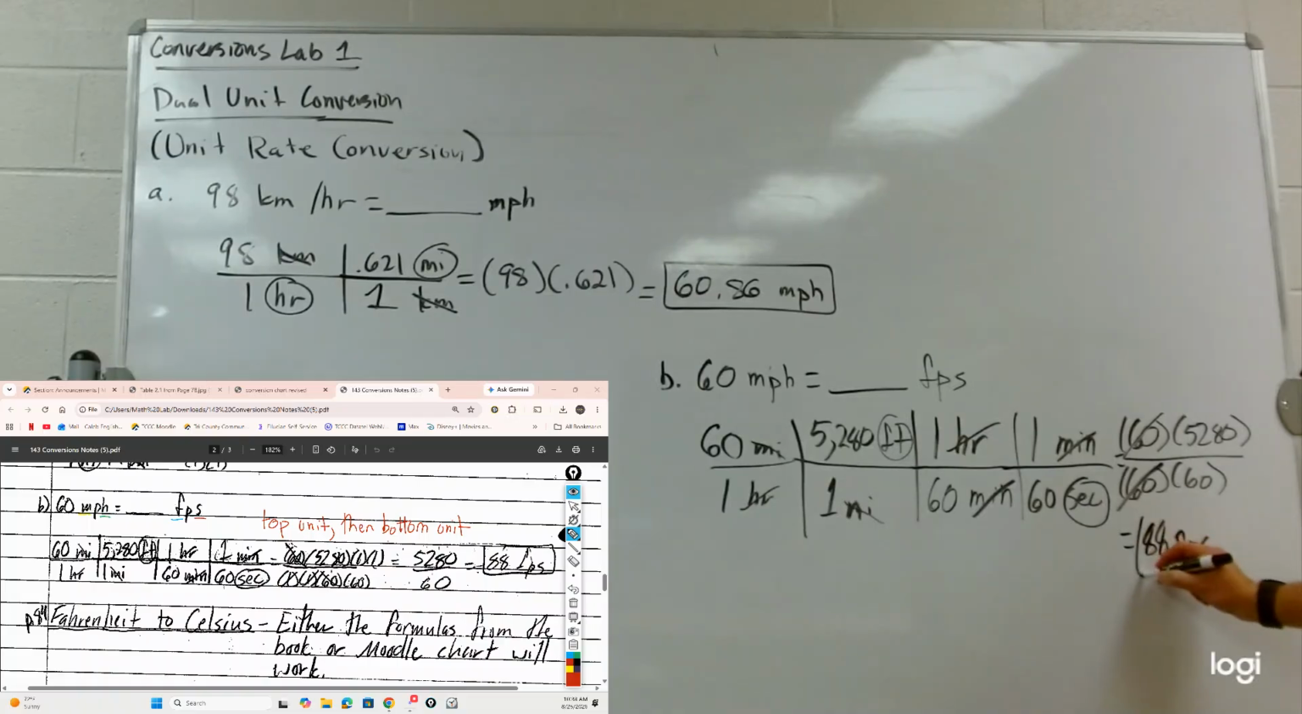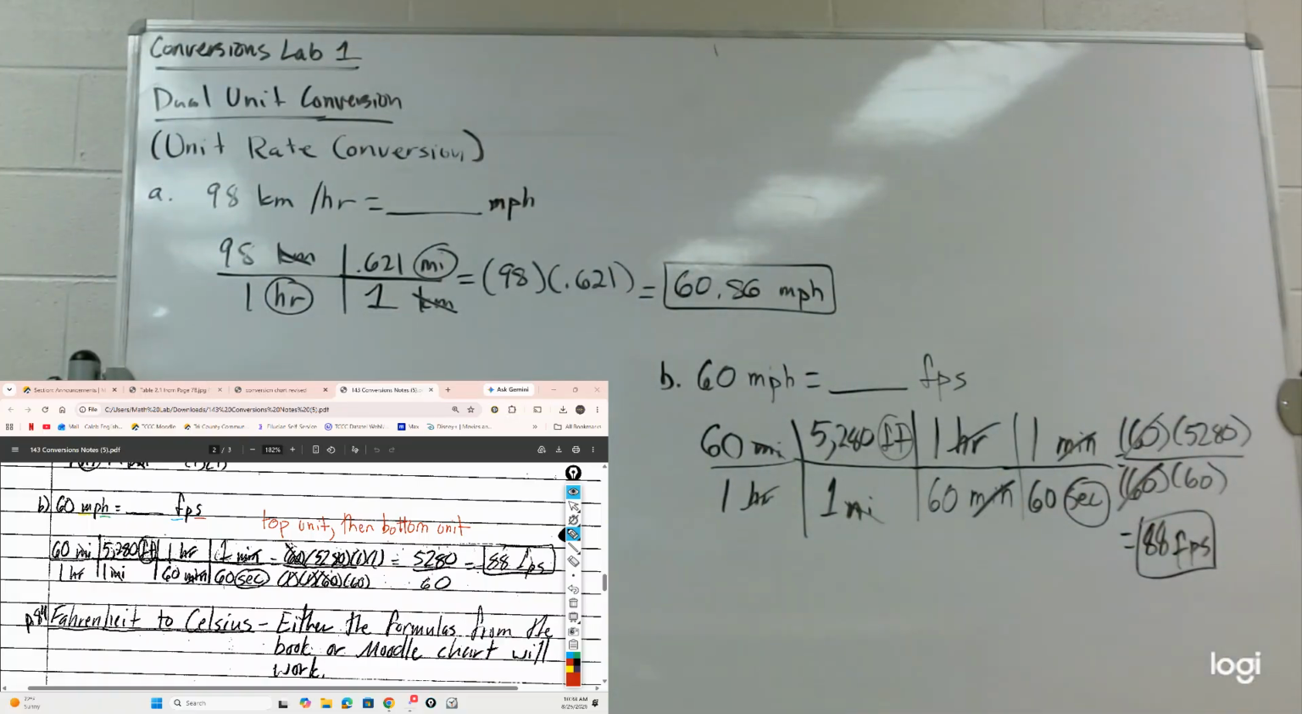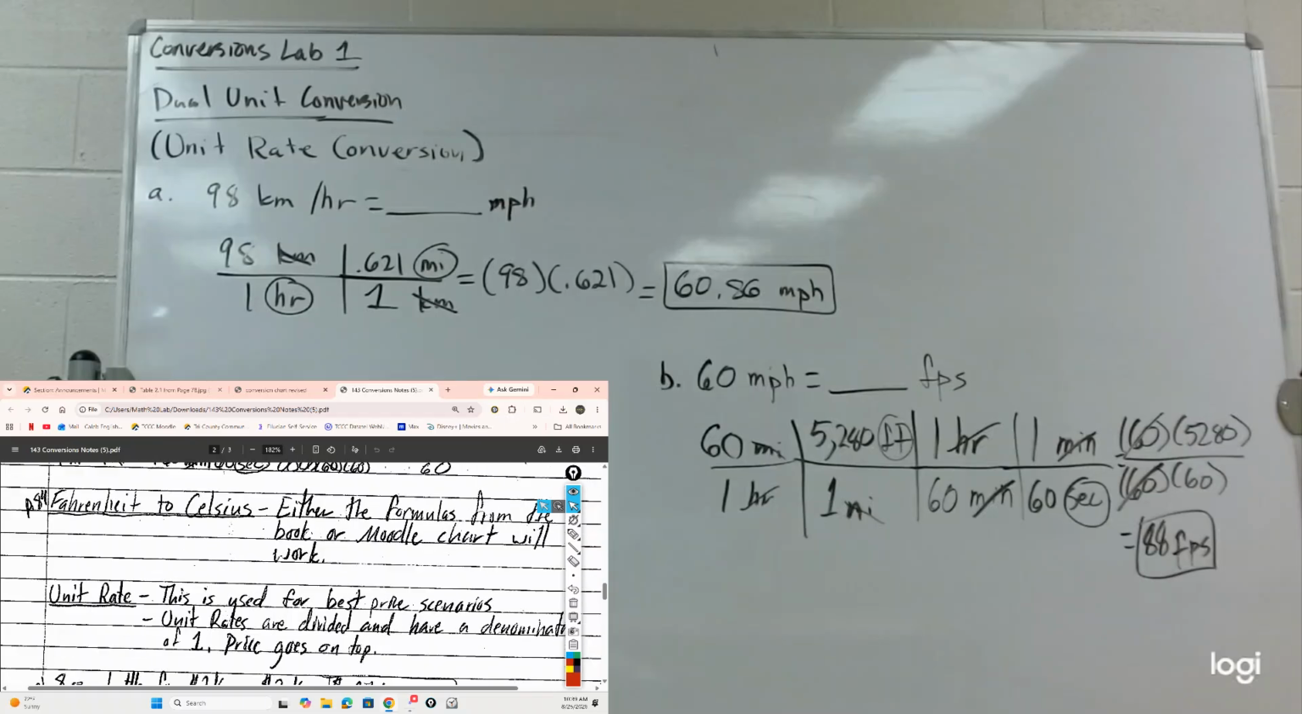Forgot how to write there for a minute. 88 feet per second. Okay? So, again, take care of the top unit, take care of the bottom unit, then reduce it the best way you can. Yeah, you can see that on the video. It ain't pretty, but it'll work. Okay. So you do have some dual unit conversions or unit rate conversion, whatever you want to call it, to deal with when you see these. All right? Let's push on.